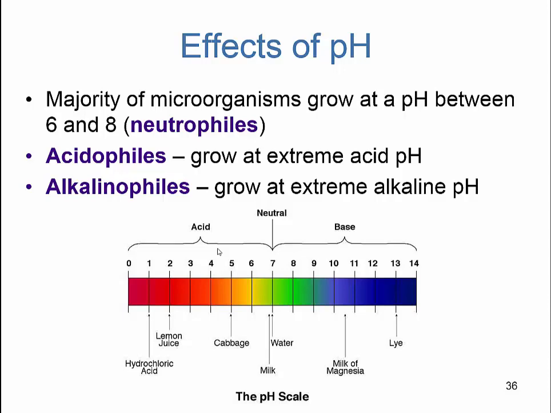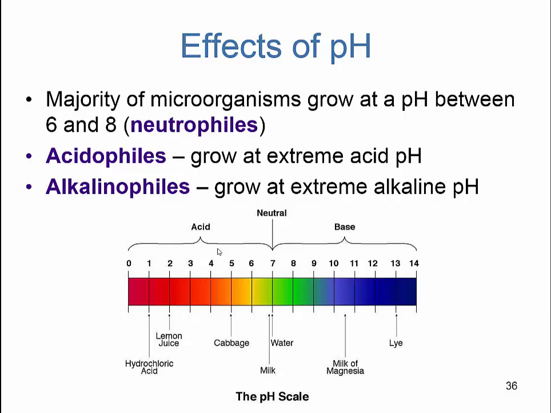So for example, if you have a microbe that can thrive in the gut, it has to be able to thrive in the hydrochloric acid that is present within our stomachs, which arrives at a pH of 1. Any type of microbe that can survive a highly acidic environment is considered an acidophile.